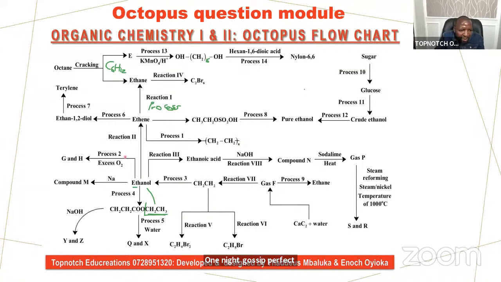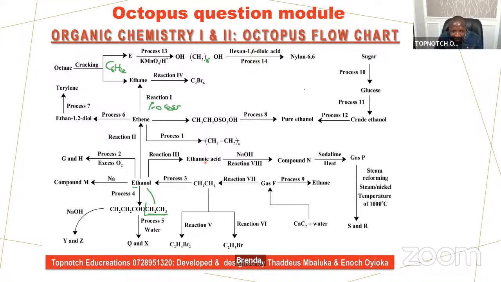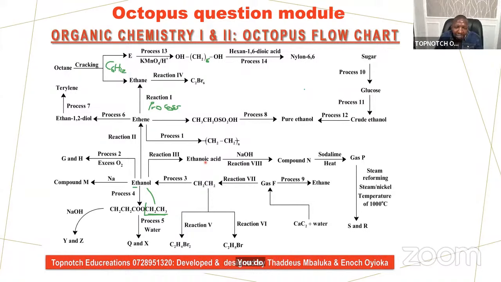We have now, we are through with this end. Let's go to this other side. There is ethanol, reaction 3, to ethanoic acid. What do you call that one? Oxidation. Oxidation, we require what? Oxidizing agent. Reagent is acidified potassium manganate 7, or acidified potassium dichromate 6, and then we also require heat.